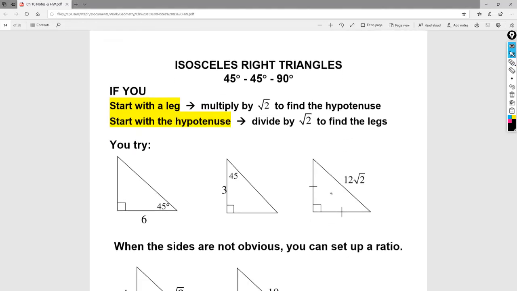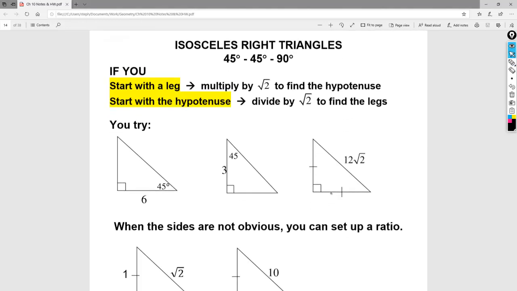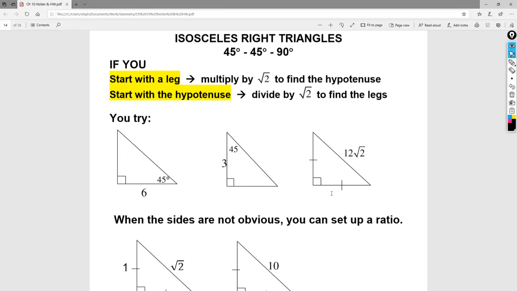Alright, so how do we use this? Well, depending on what information we have, we can use that ratio to solve for the missing pieces. Okay, so if I'm starting off with a leg, I can just multiply that leg length by the square root of 2, and that will give me my hypotenuse. If I'm starting with the hypotenuse, we just divide by the square root of 2 to find the legs, right? So that fits in my ratio.